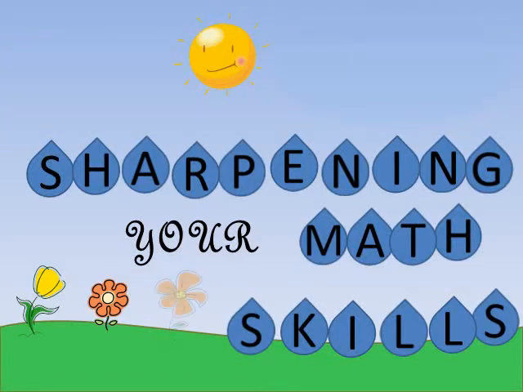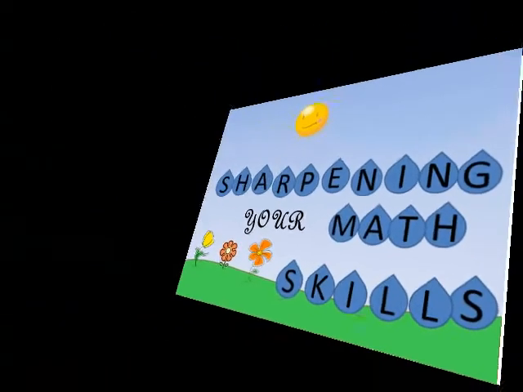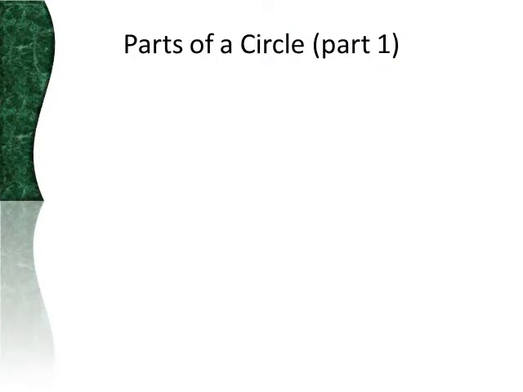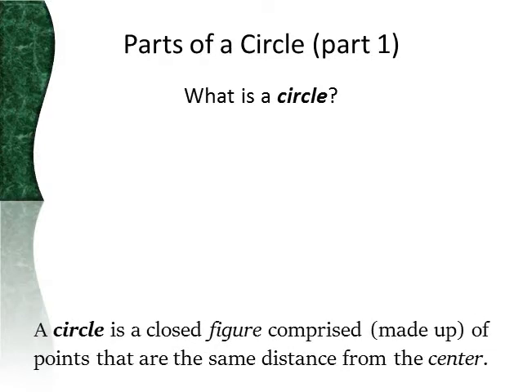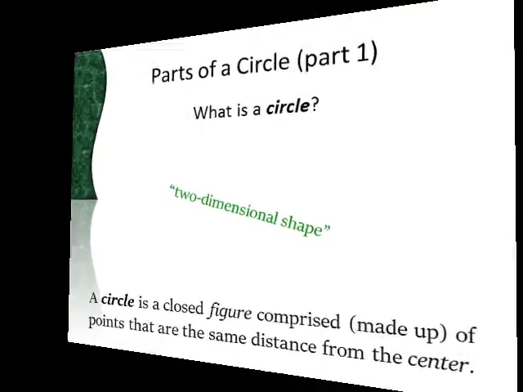Part 1 of today's lesson will be focusing on the parts of a circle. What is a circle? A circle is a closed figure made up of points that are the same distance from the center of the circle. Now we could add to this definition the phrase two-dimensional shape.